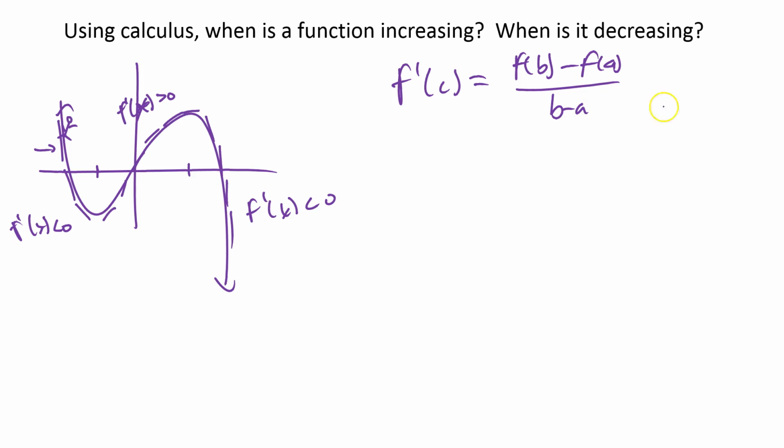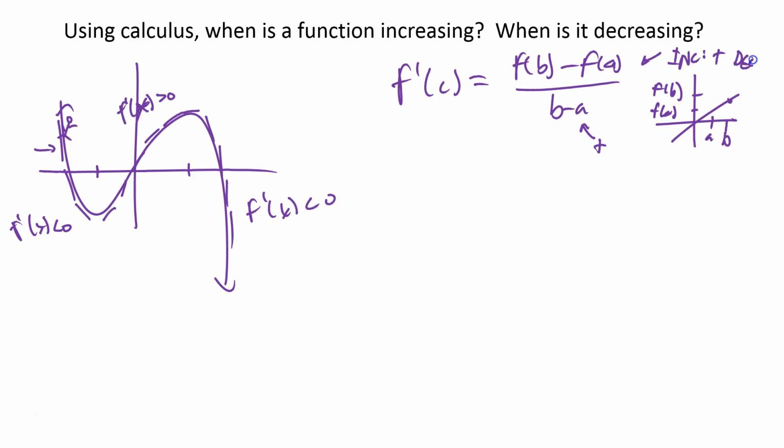If you want a function to be increasing, let's do a line, something simple. Here's a, here's b, here's f of a, here's f of b, up here. Notice that if we're going from left to right, b minus a is always positive. That's always going to be a positive number. If the function is increasing, f of b minus f of a is also going to be positive. So if it's increasing, it's going to be positive.